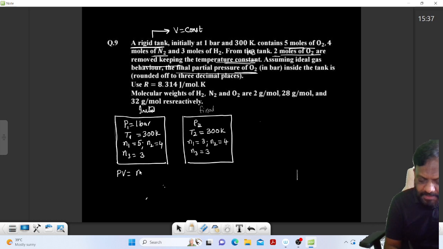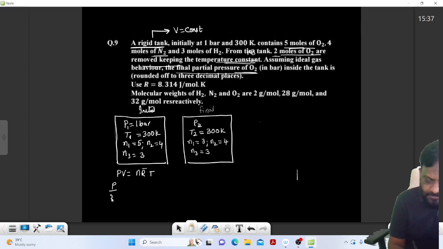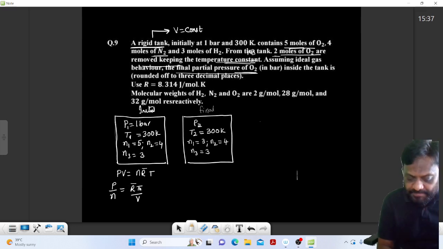PV is equal to N R bar T. Can I write this as certain parameters are constant, my dear students? What are those constants? Let us check once. इधर देखो. Volume is constant. R bar is constant. Let us take P by N. P is the total pressure. N is number of moles. So I am applying for total. The total pressure is equal to R bar T by V. Exactly. R bar is a universal gas constant.